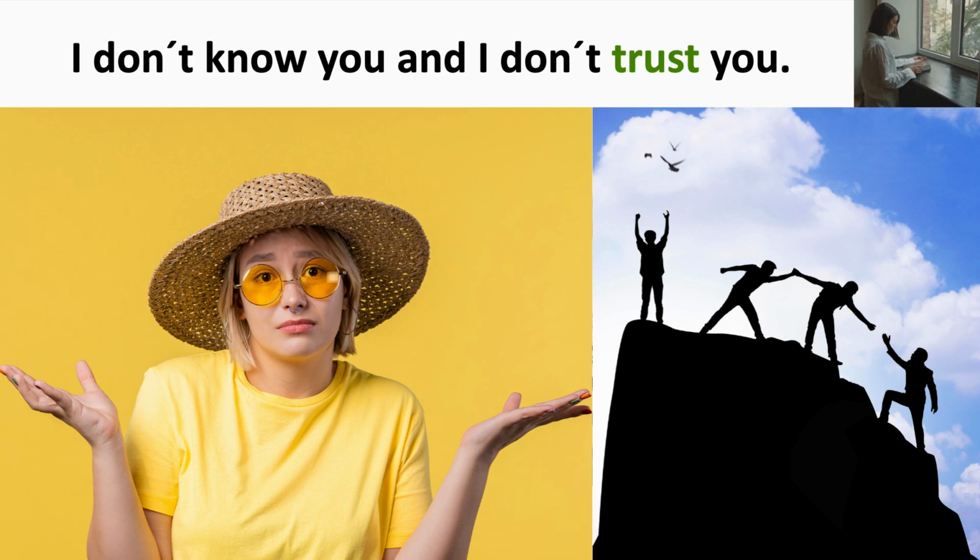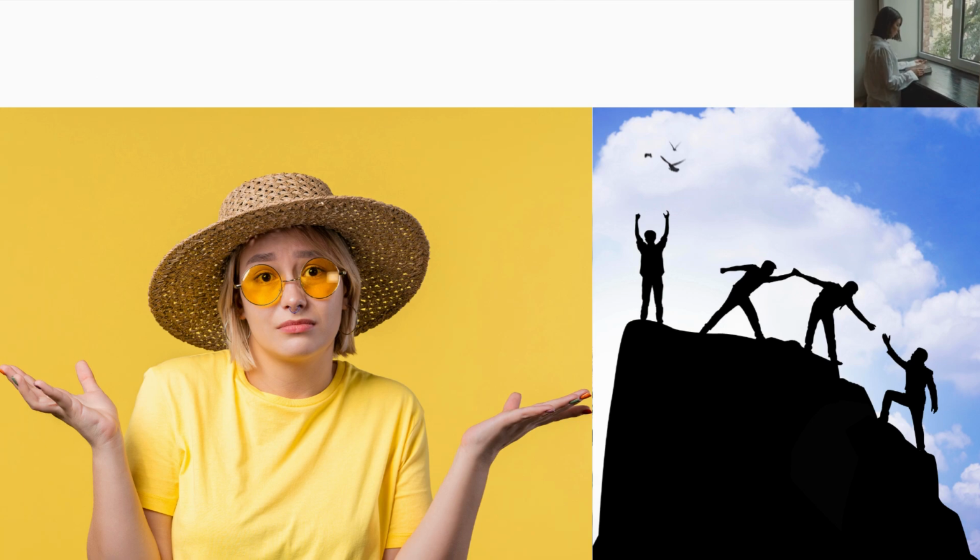We cannot use negative and positive. For example, I don't know you and I trust you, it's not correct. So we use but. I don't know you, but I trust you. But when we have positive, positive, or negative, negative, we use and. I don't know you, I don't know your name, your country, your family, and I don't trust you. I can't believe whatever you say to me. So, I know you and I trust you. I don't know you and I don't trust you. Let's go to the next example.